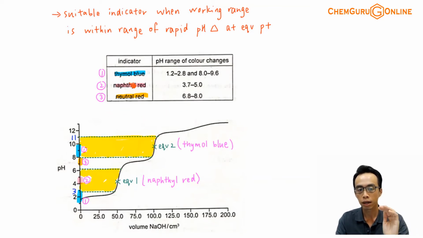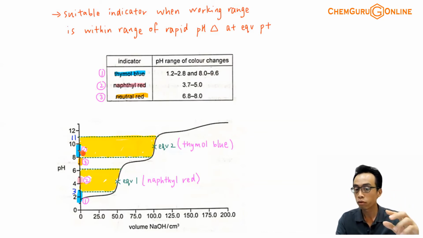Now indicator 1, thymol blue, this is interesting. It actually has 2 pH ranges of color changes, pH 1.2 to 2.8, which I've indicated in blue here. I think if we do color coding, it is easier for us to reference that. So thymol blue, the working range pH 1.2 to 2.8, is roughly here. Now thymol blue actually changes color again between pH 8 to 9.6, which is roughly around here, around 8 to 10.